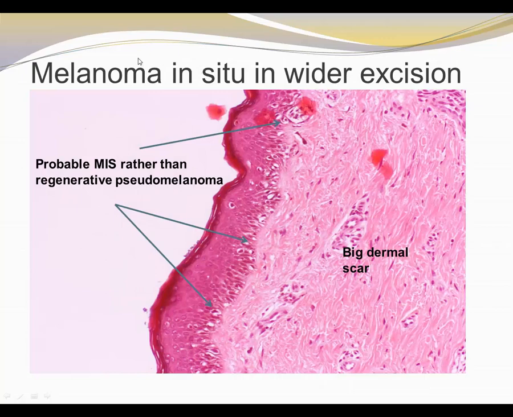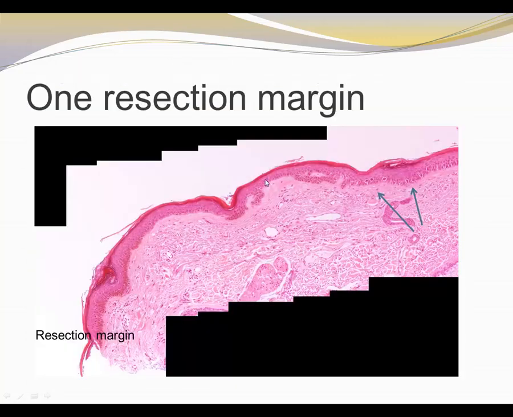So then you look at the wider excision, and you can see there's a large dermal scar here, and you get a proliferation of melanocytes at the dermo-epidermal junction with a little bit of pagetoid spread here. The problem with this is, of course, that you get pseudomelanoma above scars, but I do think there was sufficient atypia in light of the previous biopsy to call this melanoma in situ. However, the problem becomes what's happening around the specimen.